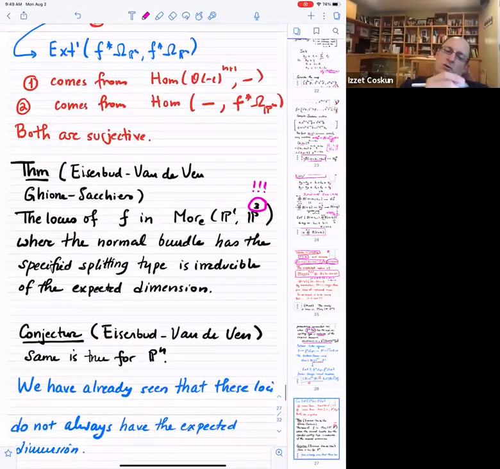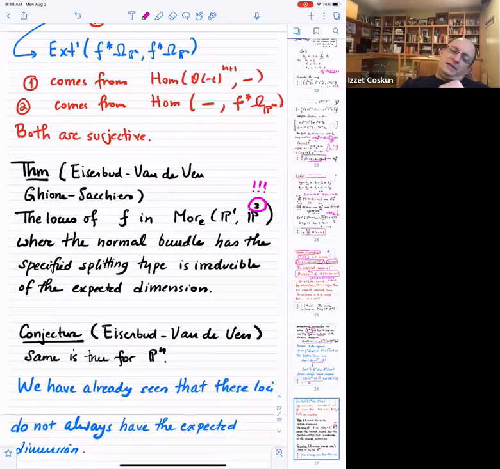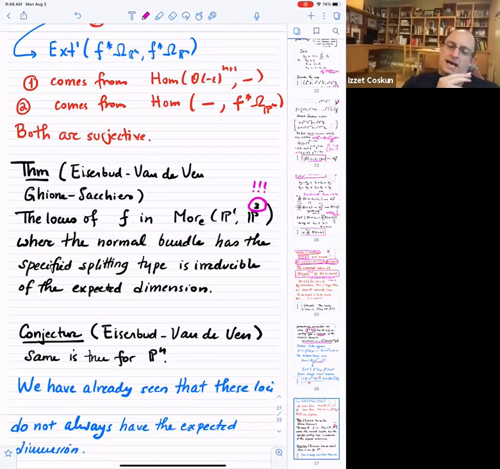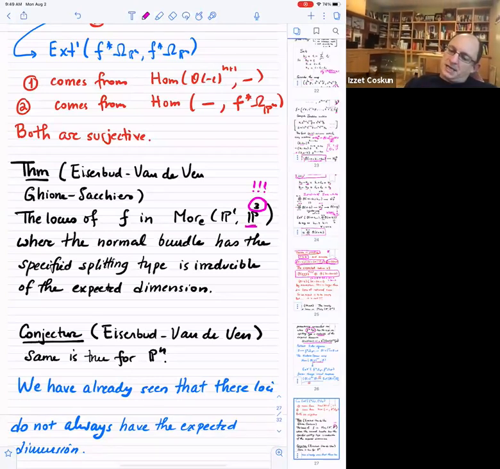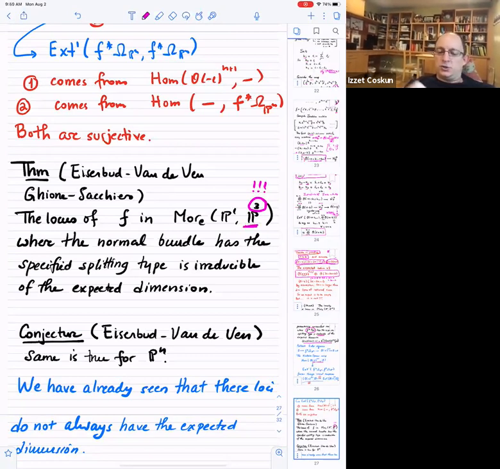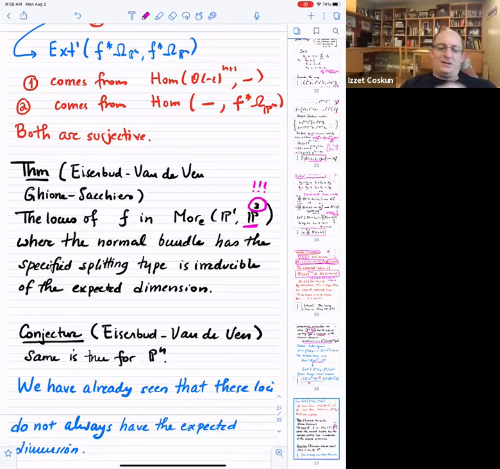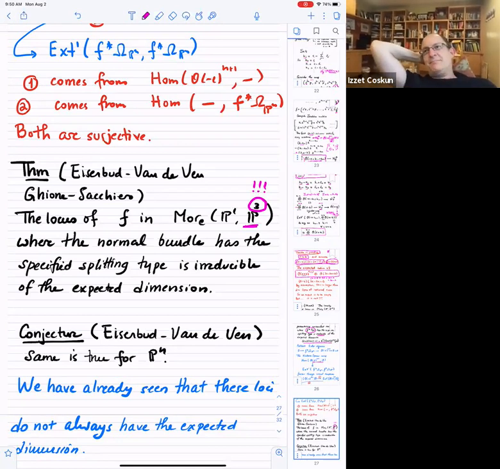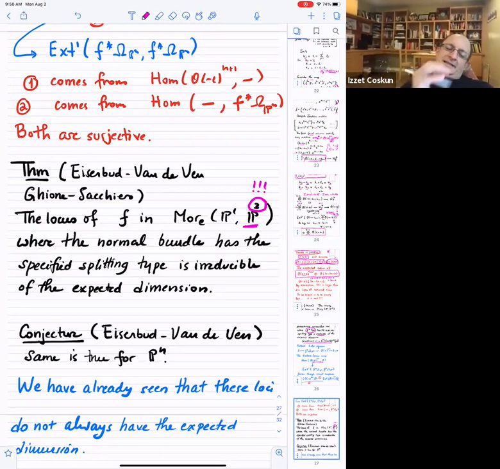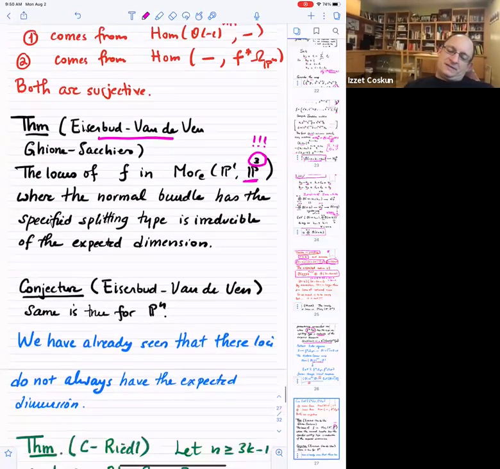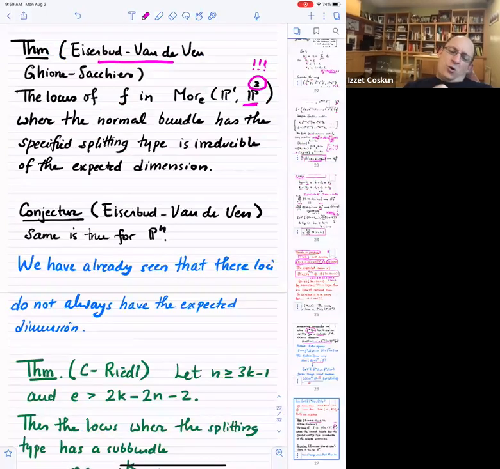Then there is a theorem of Eisenbud and van de Ven and Ghione-Sacchiero, which says that if you look at the splitting type of the normal bundle, for curves in P3, then that also has the expected dimension and is irreducible. Okay, so for rational curves in P3, life is okay. And then in the same paper where they proved these things, Eisenbud and van de Ven conjecture that the same is true for Pn.